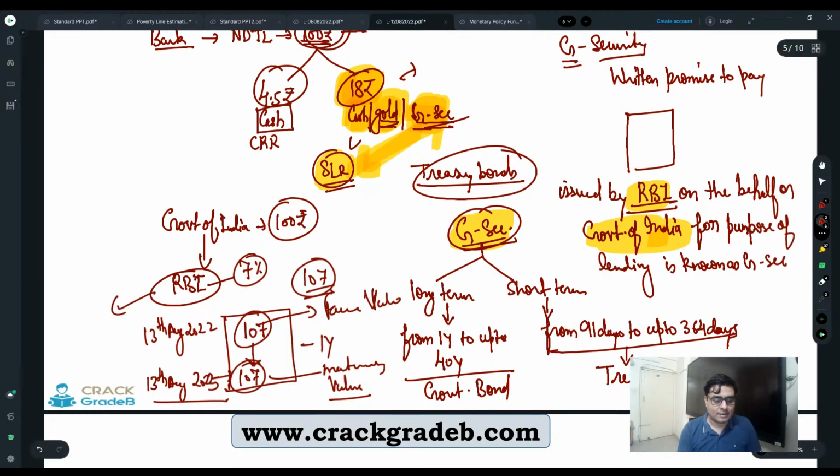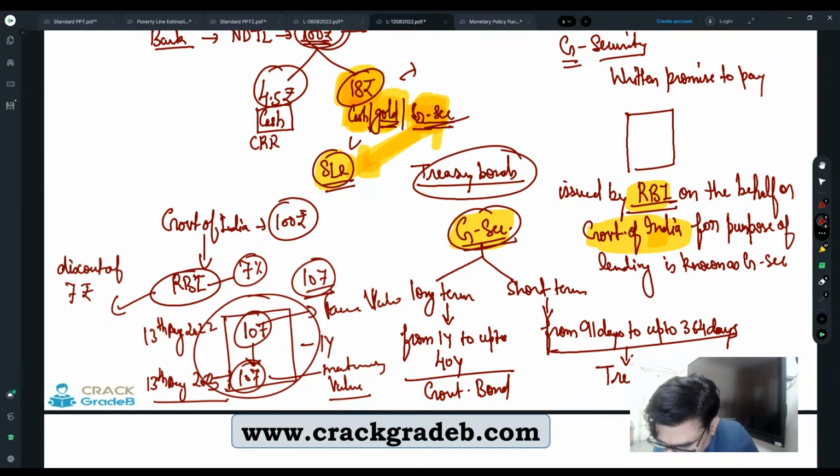Then RBI said that, see, this is the government security, but I am going to offer a discount of 7 rupees on this security. So RBI went to the market where banks are assembled to purchase government securities, and RBI said that this is a government security having a maturity value of 107 and a face value of 107.